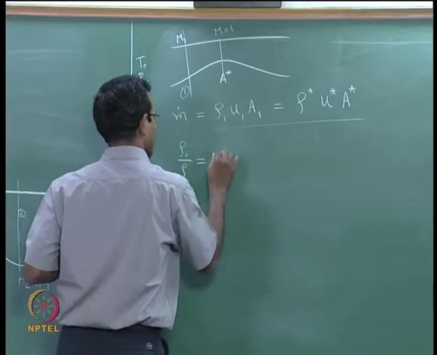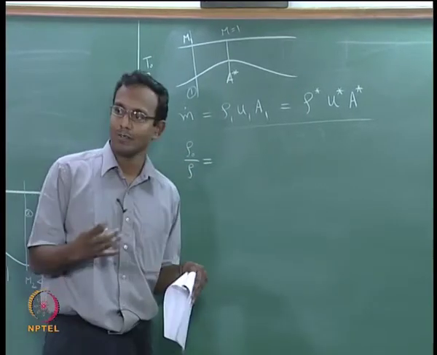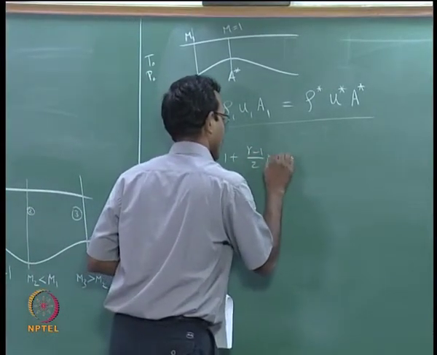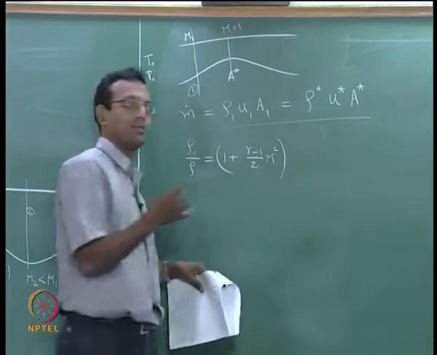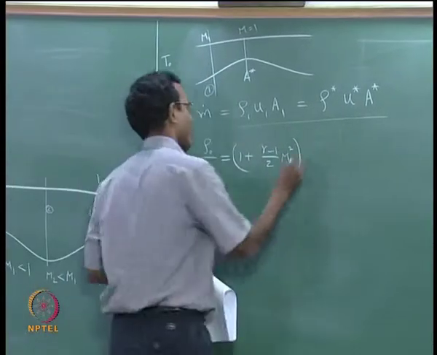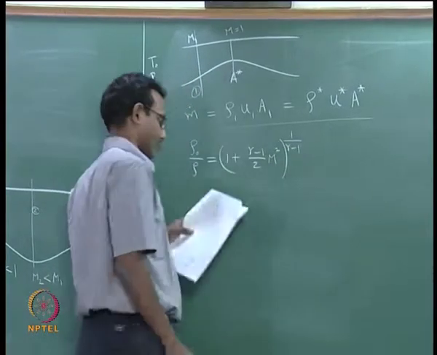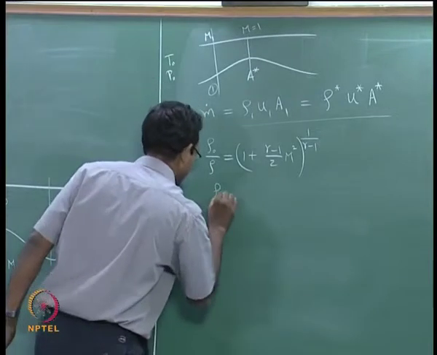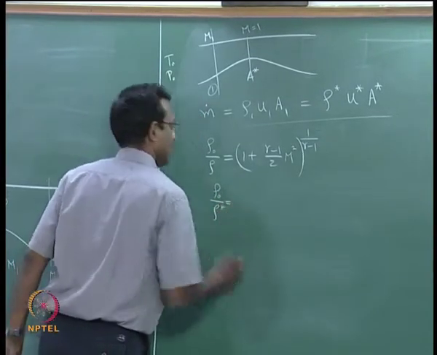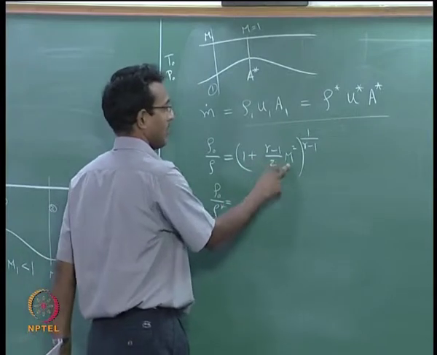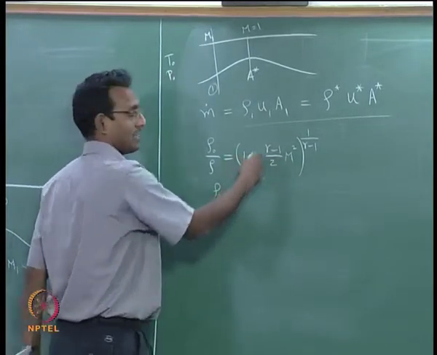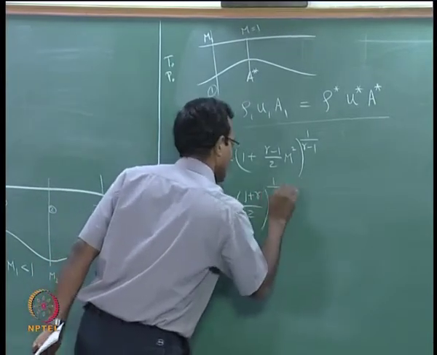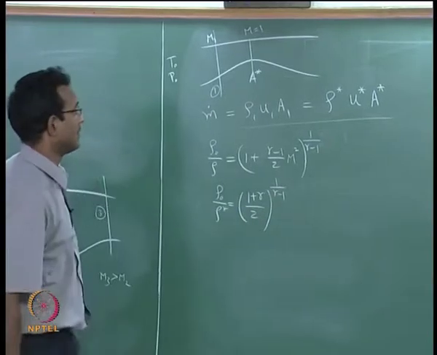Rho naught by rho is equal to what in terms of Mach number? What will it be? 1 plus gamma minus 1 by 2 M square to the power 1 by gamma minus 1. Okay, this is what I have already. So now if I say I have a special condition, rho naught by rho star, this is going to be equal to, M equal to 1 will simplify to, 1 plus gamma divided by 2, to the same power. This is what I have.